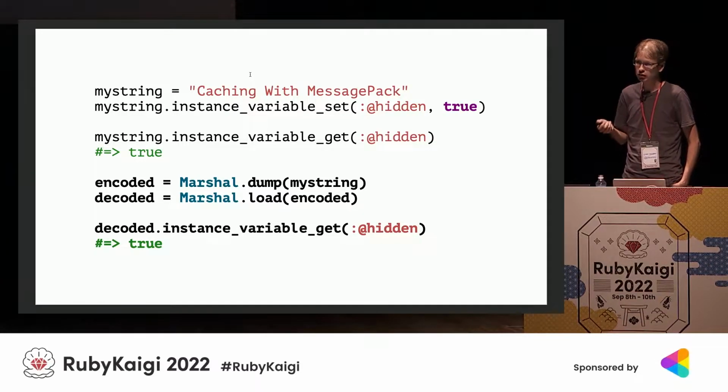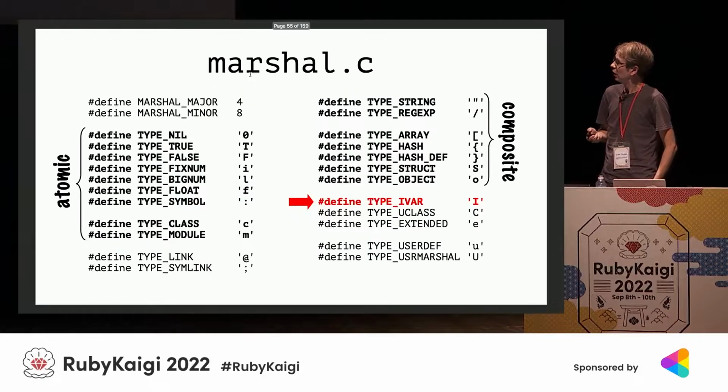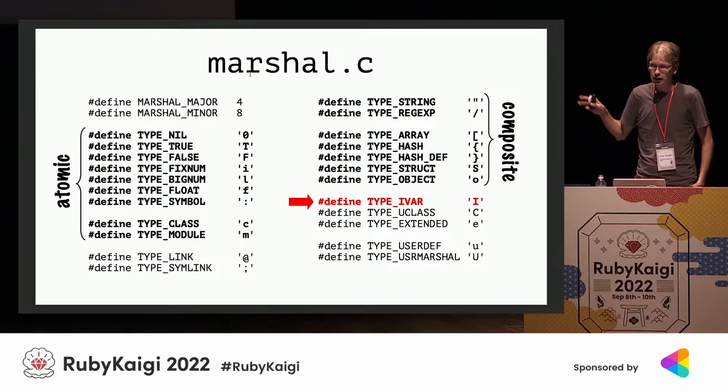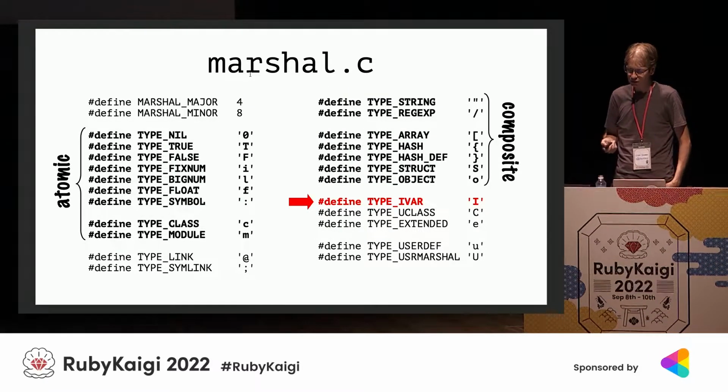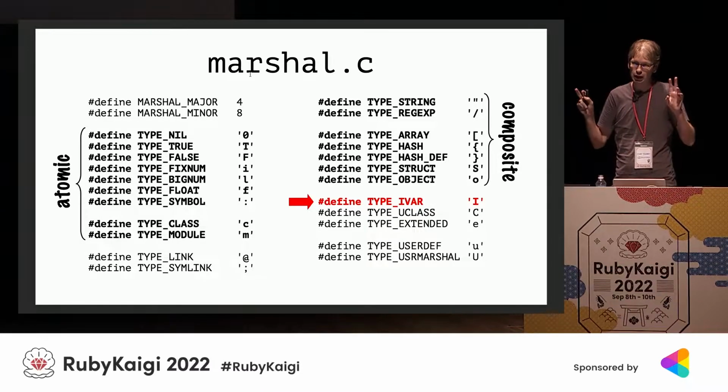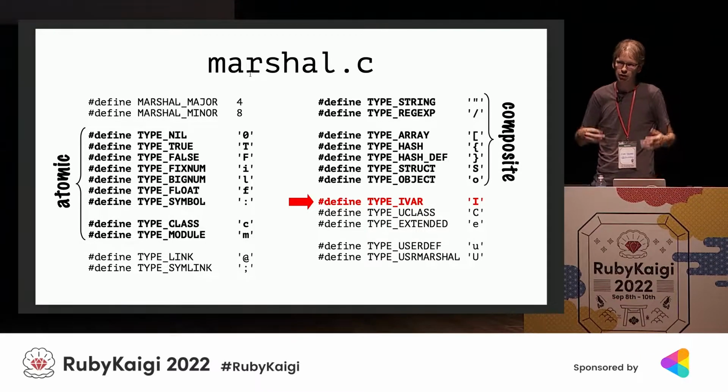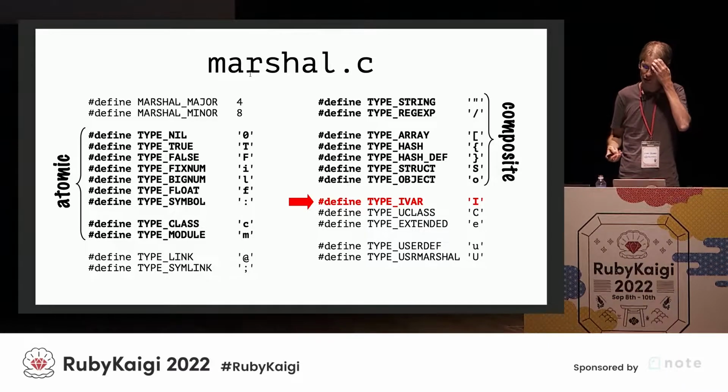So Marshal basically tracks almost everything. And it does that using one of these types that I mentioned earlier, the weird ones. So this is a type ivar. It's represented by capital I, and that's used for tracking instance variables on things that are not objects, so other types of things that can't have instance variables.